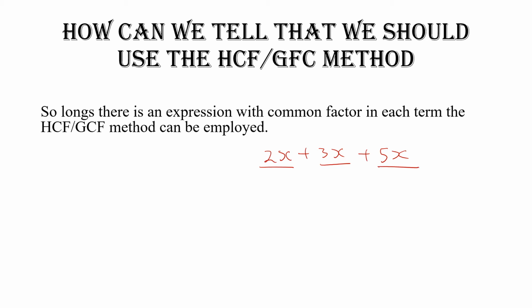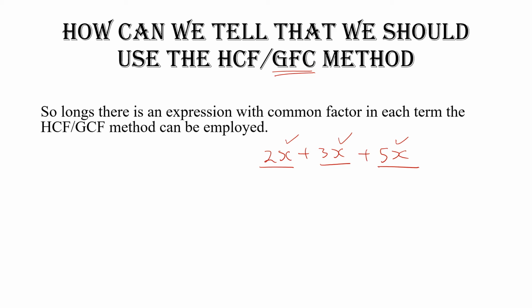And if you look carefully in each term here, you can see that there is an x, there is an x, there is an x. This is a perfect scenario where the HCF or the GCF, I put GFC. This is supposed to be GCF, greatest common factor, not GFC. That's a mistake. Right. So the HCF or the GCF could work in this scenario or in this expression because each term has a common factor.